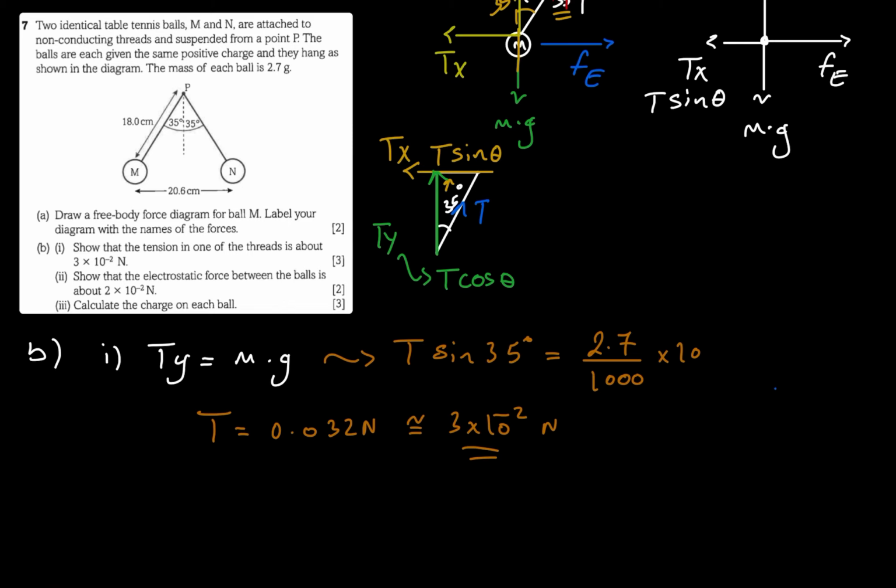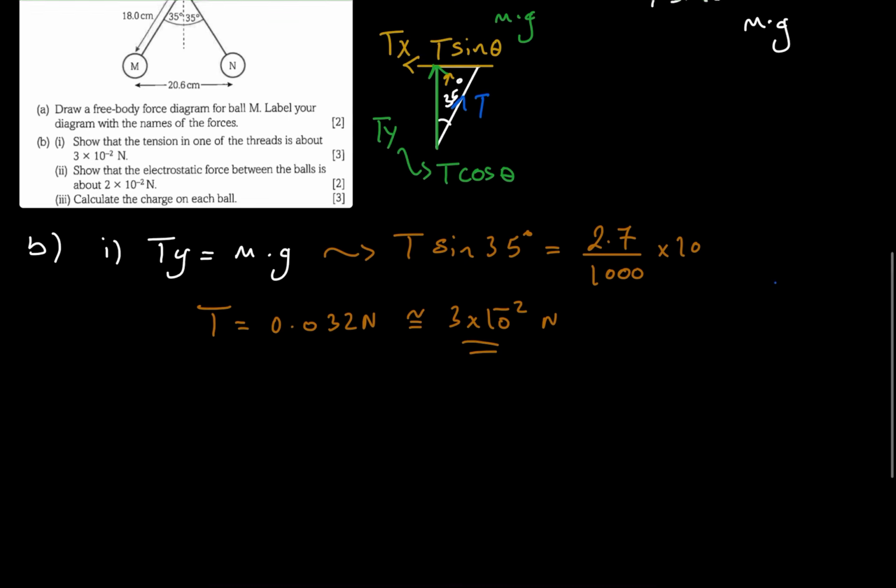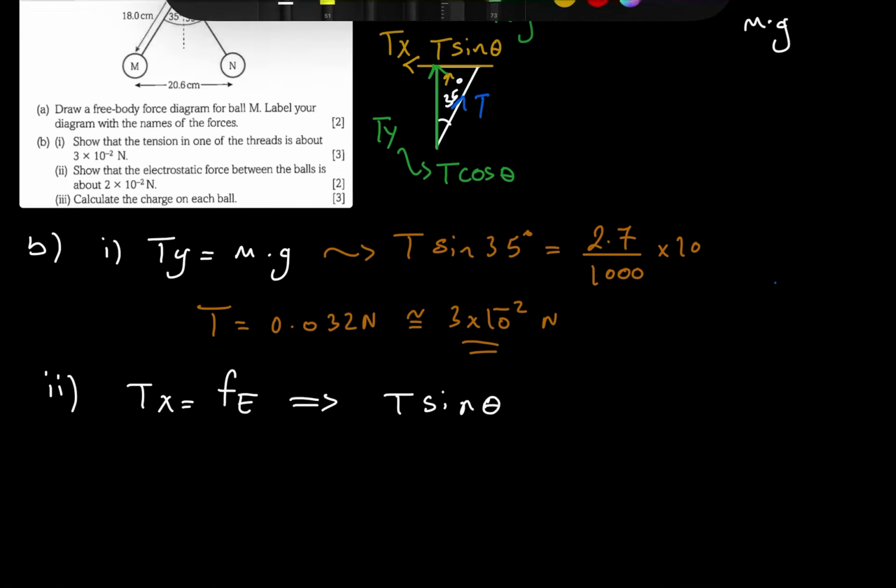It says, show that the electrostatic force between the balls is about 2 times 10 to the power of negative 2. So in part 2, we can use the tension force in the x direction. We can say Tx is equal to the electrostatic force. And that will give us the following result: T sine of theta. By the way, you have to fix the last part because Ty is T cosine of theta. I made a mistake there. You have to change that to T cosine of theta.